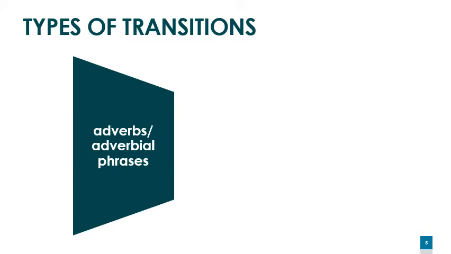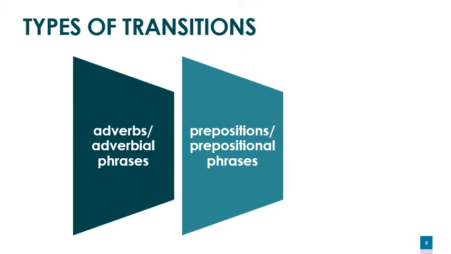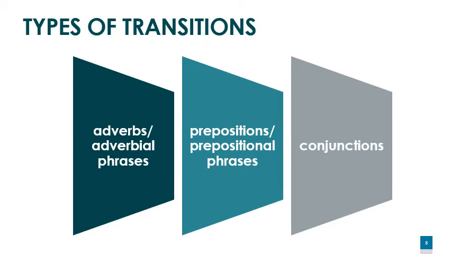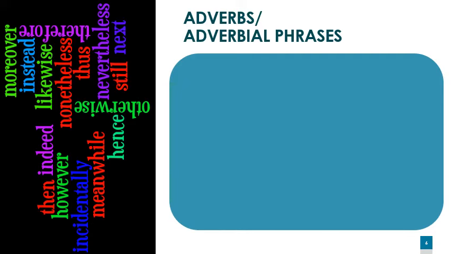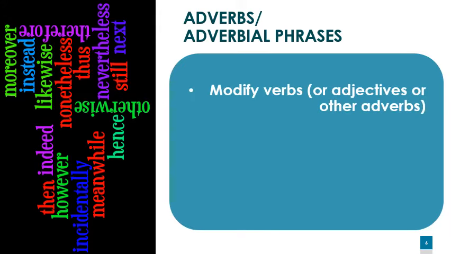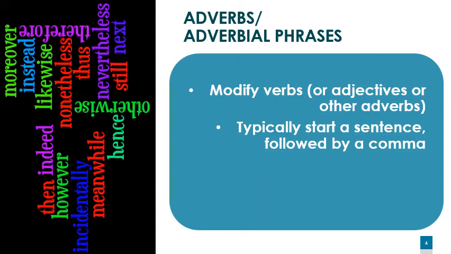The 3 we'll be looking at are adverbs and adverbial phrases, prepositions and prepositional phrases, and conjunctions. So to begin with adverbs and adverbial phrases, we'll see some examples in the graphic on the left: likewise, nonetheless, otherwise, still, next. You'll notice that these are words that modify verbs, and they can also modify adjectives or other adverbs. You'll typically see these starting a sentence followed by a comma.